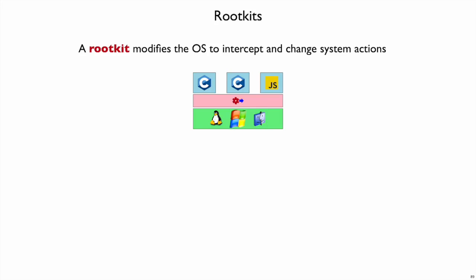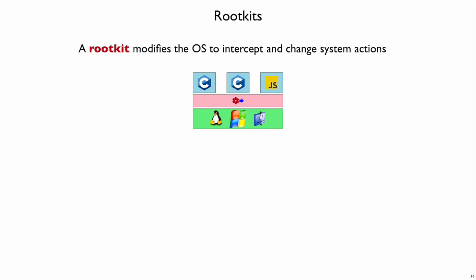We've used the word rootkit a few times. A rootkit is something that sits between the operating system and the applications, and it changes the way the operating system works to give wrong answers, or different answers, or modified answers or behaviors to the programs that are interfacing with the operating system. This makes rootkits very powerful.